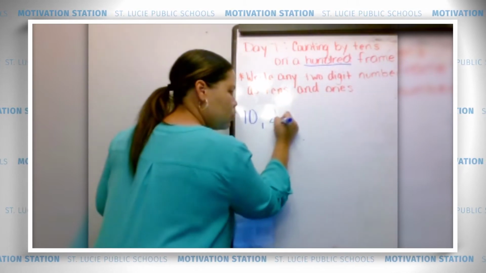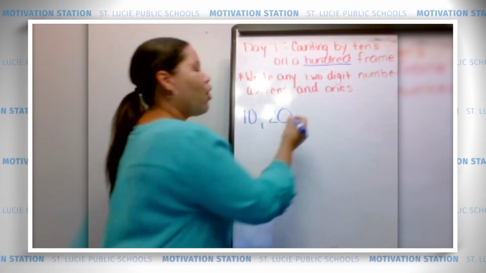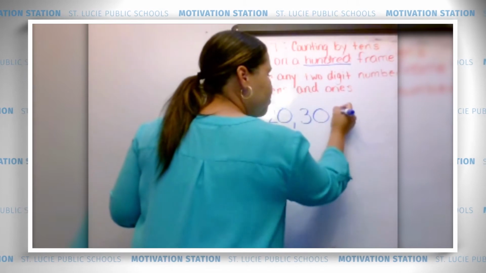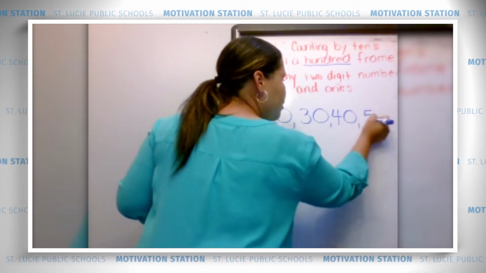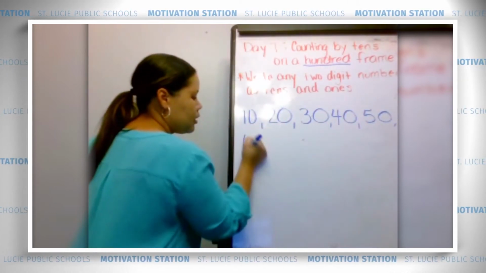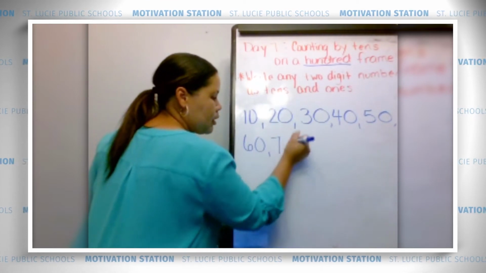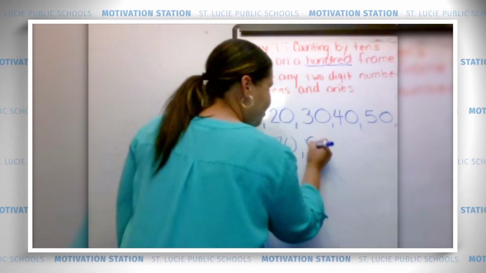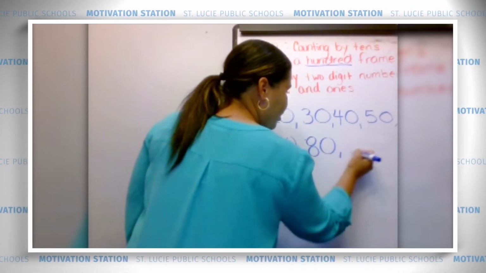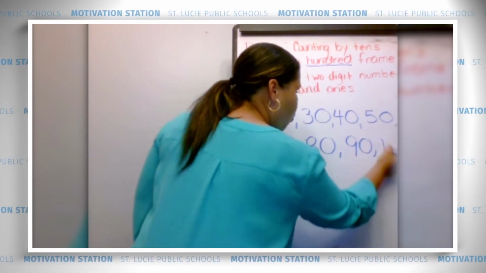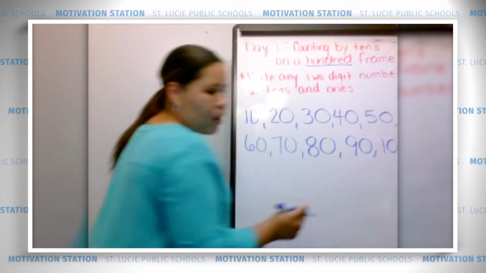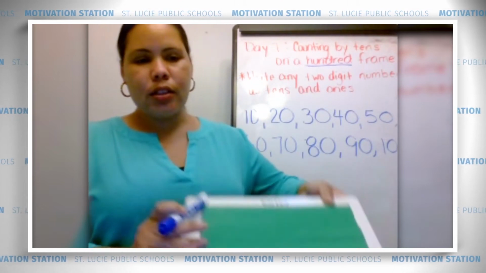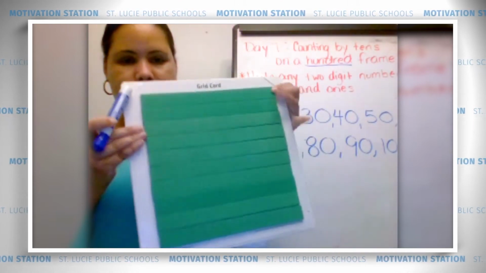10, 20, 30, 40, 50, 60, 70, 80, 90, 100. There were 100 squares in our 100 frame.